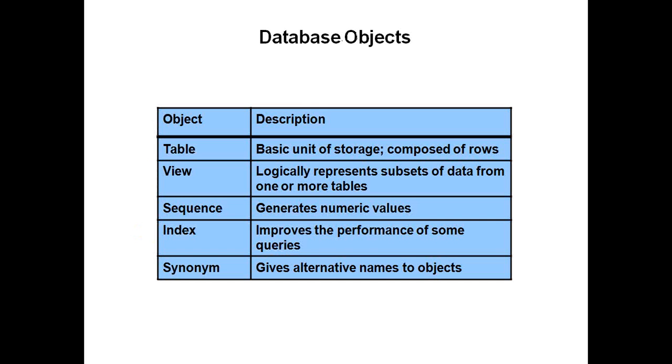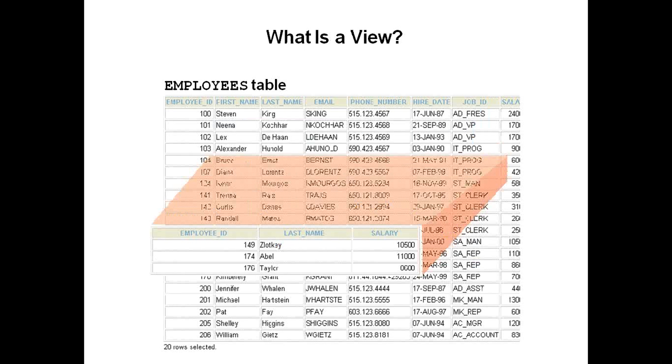Then we have the other database objects, starting with a view. Now what is a view? As you can see in the diagram over here, the general definition we say is, a view is a logical representation of a table. Now what that means, as you can see in the diagram, out of the entire employees table, if you want only 3 rows to be visible to a particular user, then you can create a view.